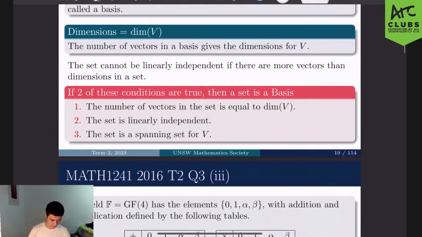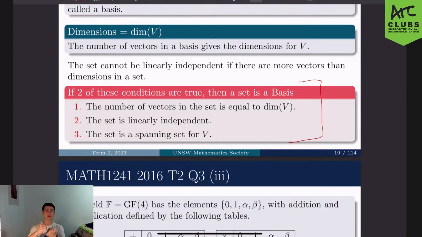So next, we have a little bit of quick information for bases. We have 3 statements. If any 2 of them are true, the third one is also true, and we have a basis. The first condition is that the number of vectors in a set is equal to the dimension of V. The second condition is the set is linearly independent, and the third condition is that the set is a spanning set.